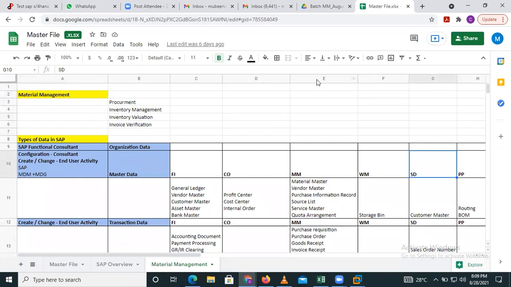So we are going to focus from the material management point of view. What are the organizational data, master data, and transaction data we have, and how we can map our business processes with the help of SAP material management, right?